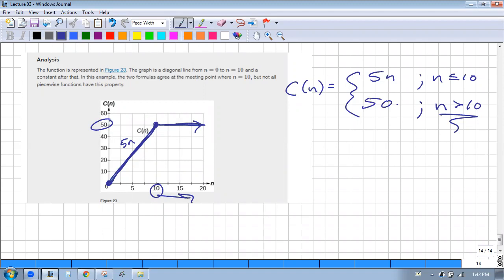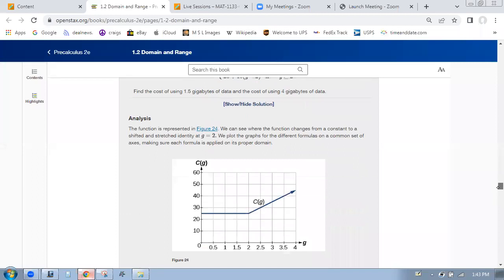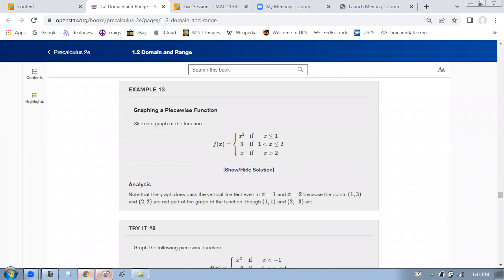Boom, piecewise defined function. I define this piece, and then I define this piece. So over here, your different domains, and here are your different, basically, ranges. Does that make sense? All right, so that's a piecewise defined function. And you could break it into as many pieces as you want, right? Like this one has 3 different pieces. That's fine. Let's look at it a little bit.